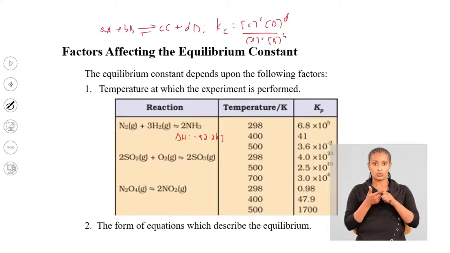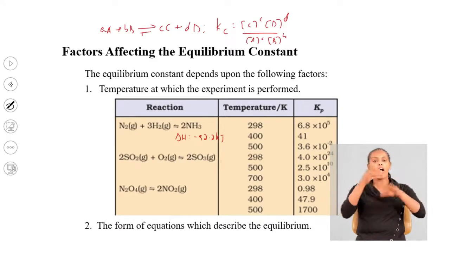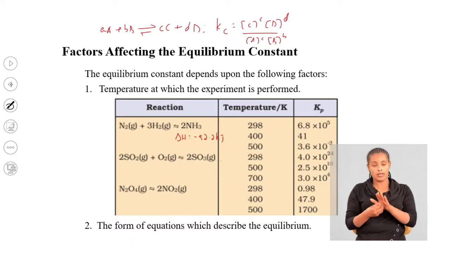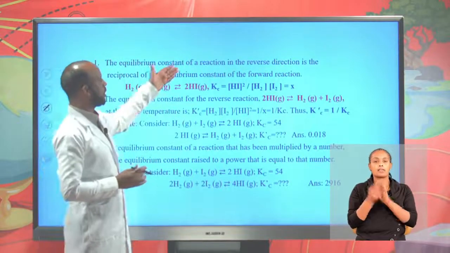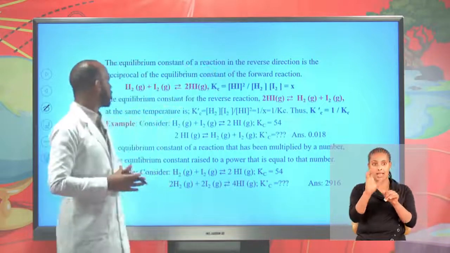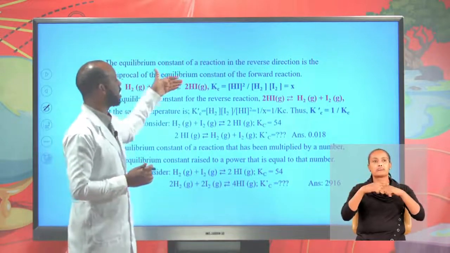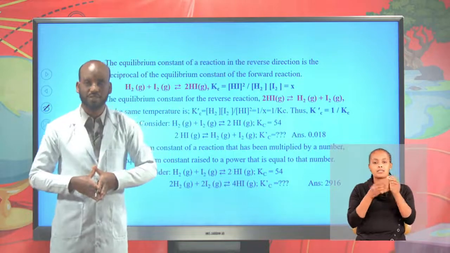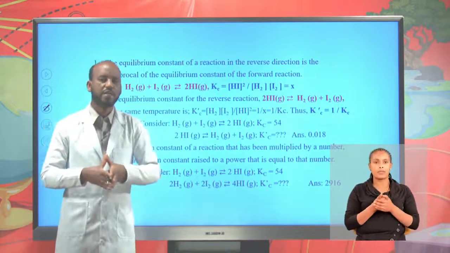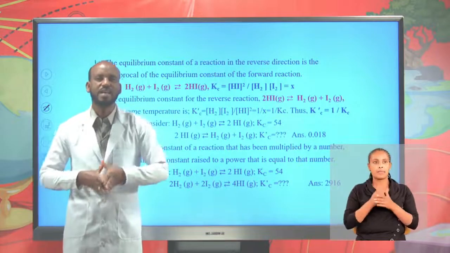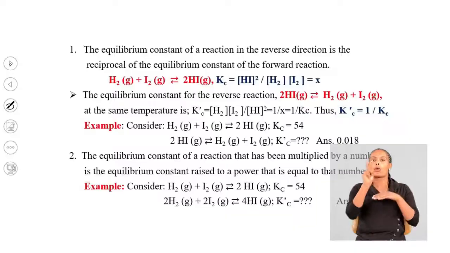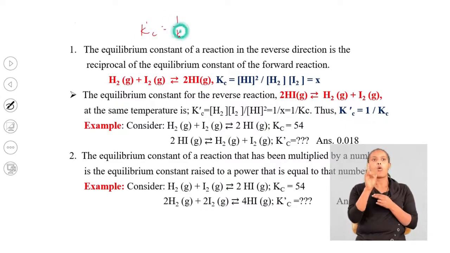2. The form of equation which describes the equilibrium also affects the equilibrium constant. For example, the equilibrium constant of a reaction in the reverse direction is the reciprocal of the equilibrium constant of the forward reaction. If a given reaction at equilibrium is reversed, then the new equilibrium constant K'c equals 1 over original Kc.